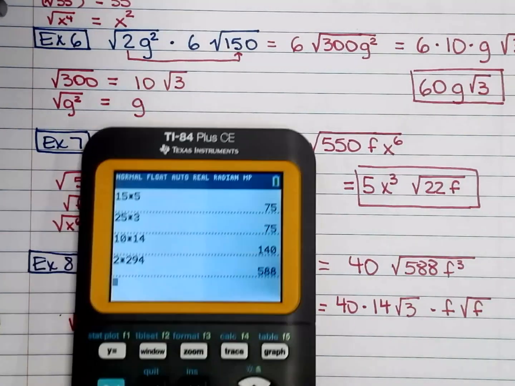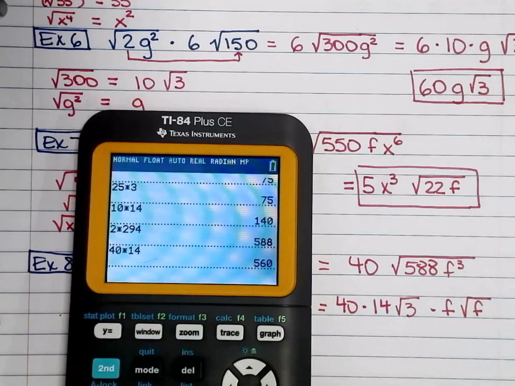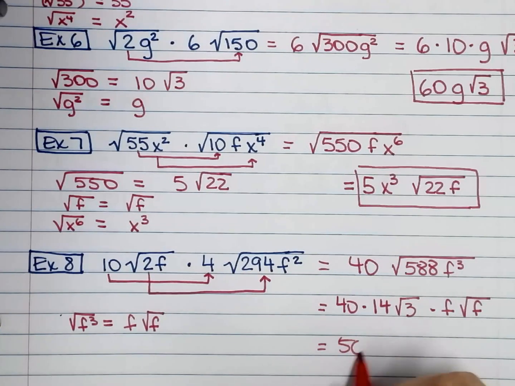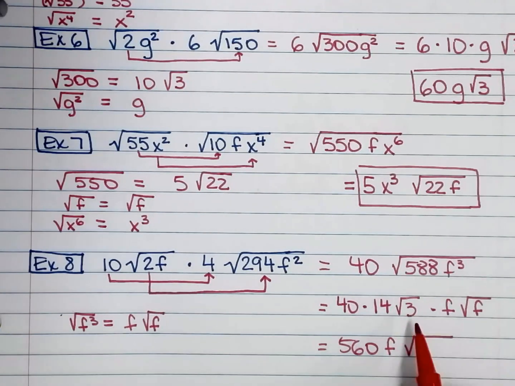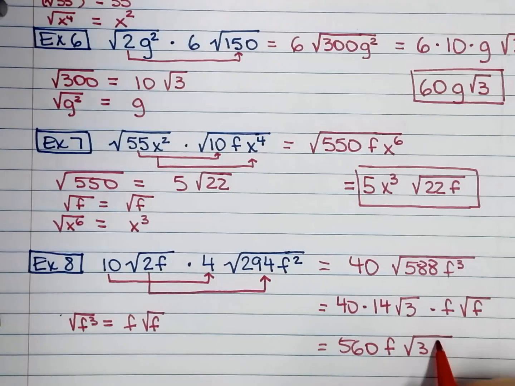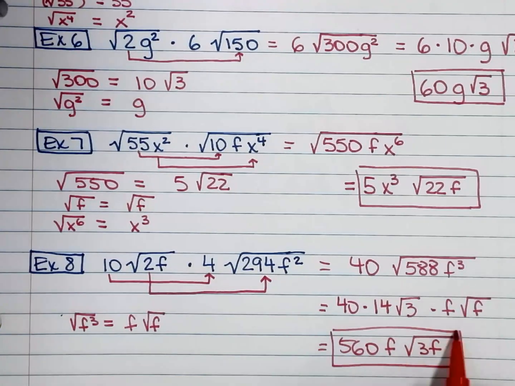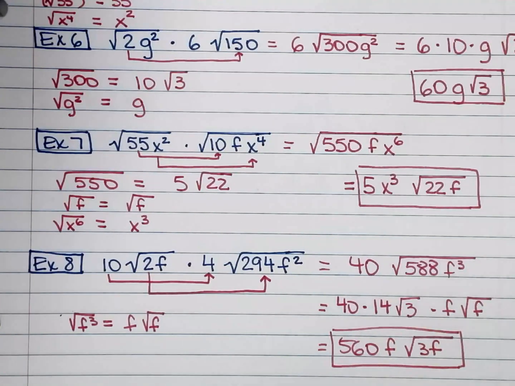Now we make this pretty. So 40 times 14 is 560 outside the root. I have this f also outside the root. And I have 3f inside the square root. This is my final answer.